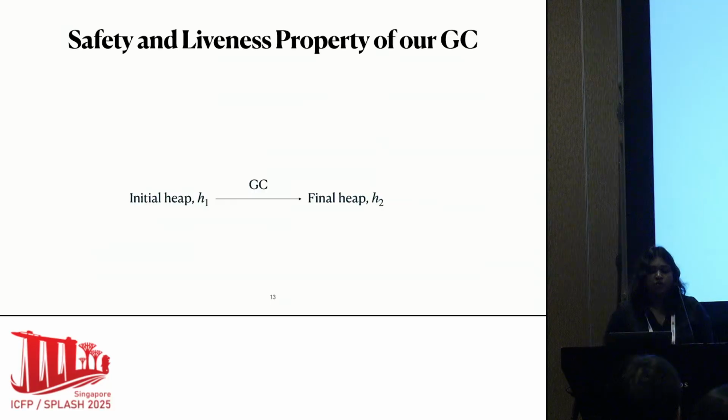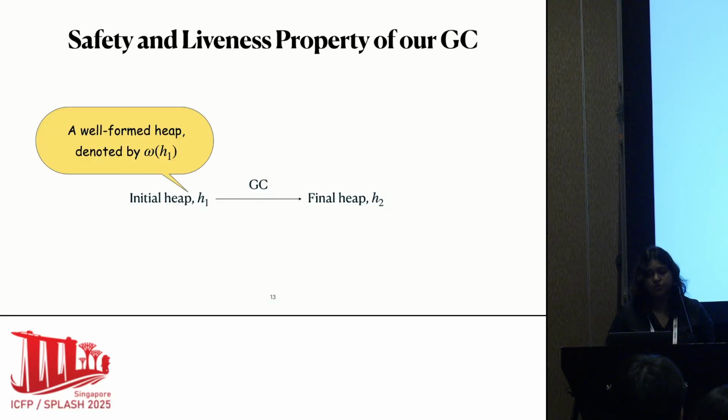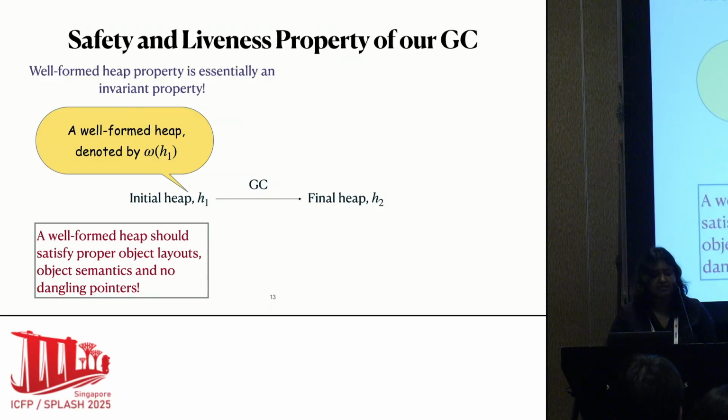Now, let us define the safety and liveness properties in terms of our graph terminology. Given an initial heap H1, the GC produces a final heap H2. We require that the initial heap should be well-formed. Well-formedness is essentially an invariant property which says that the heap should satisfy proper object layout, it should obey object semantics, and there should not be any dangling pointers.